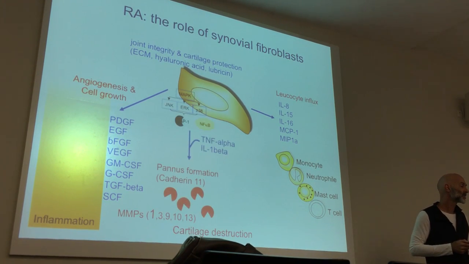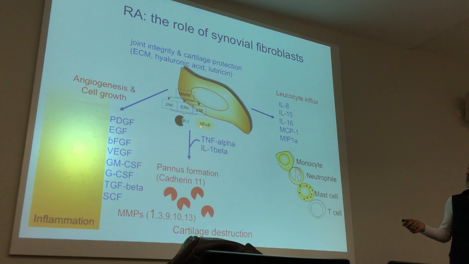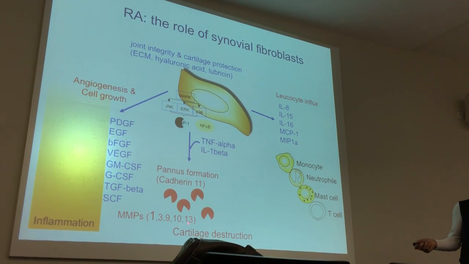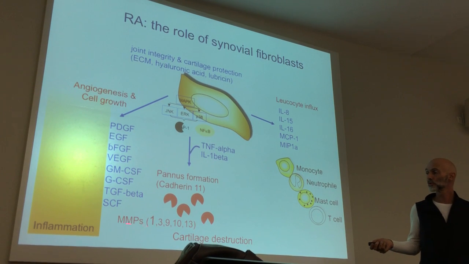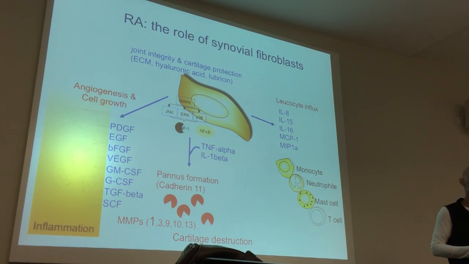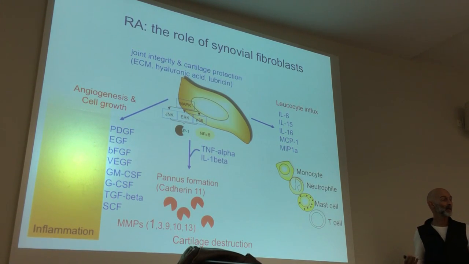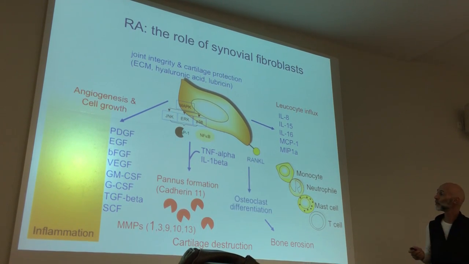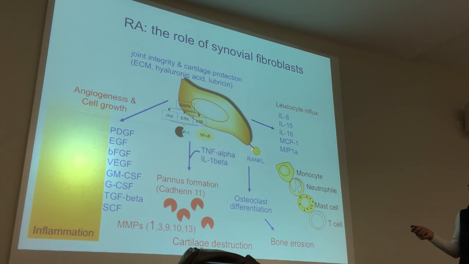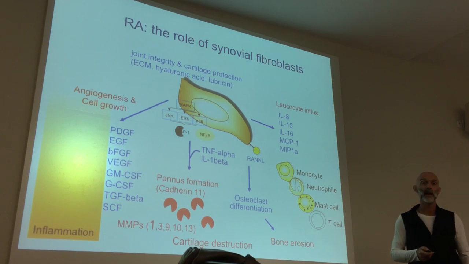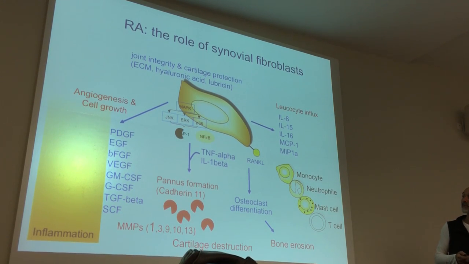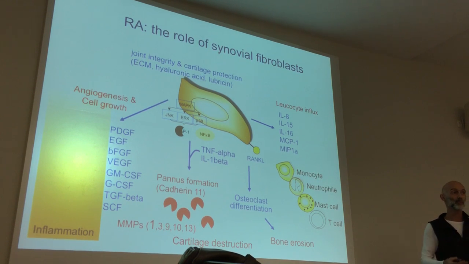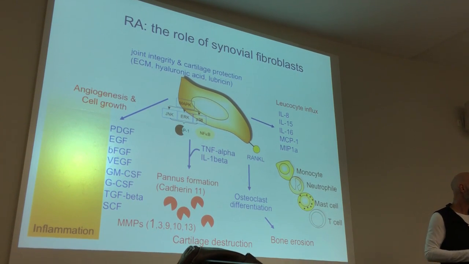At the same time, via the JNK-ERK pathway, fibroblasts also are involved in the cartilage destruction because they produce these matrix metalloproteinases that can digest cartilage tissue. And they are even involved in bone destruction because they express this important ligand for RANK that is important for osteoclast differentiation and therefore also contribute to the destruction of bone tissue.